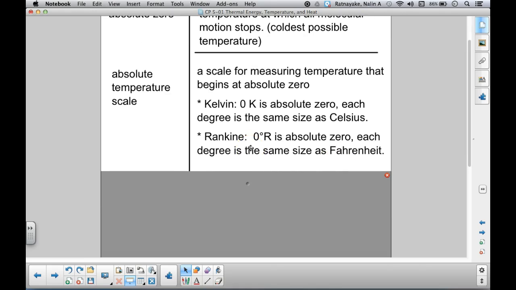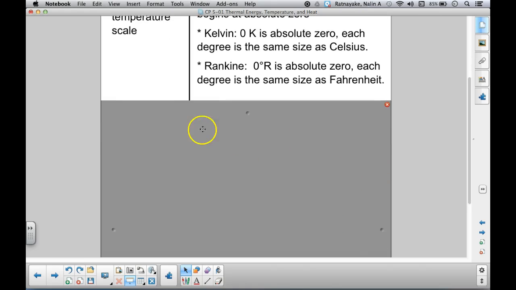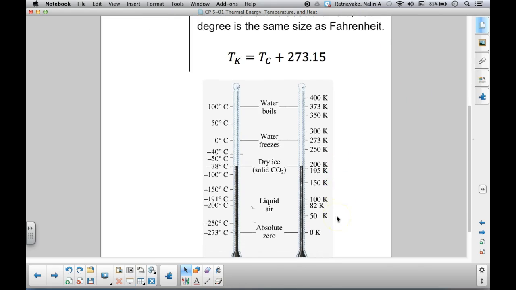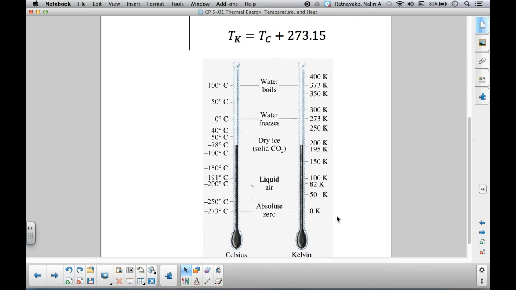Rankine is a temperature scale that we don't really use much anymore. Very limited applications in engineering and some old data tables and old reports sometimes use Rankine, but in general this is kind of useless. So we won't really talk about Rankine much, but it's essentially the same thing as Kelvin in the sense that 0 degrees Rankine is absolute zero, and each degree is the same size as Fahrenheit instead of Celsius.